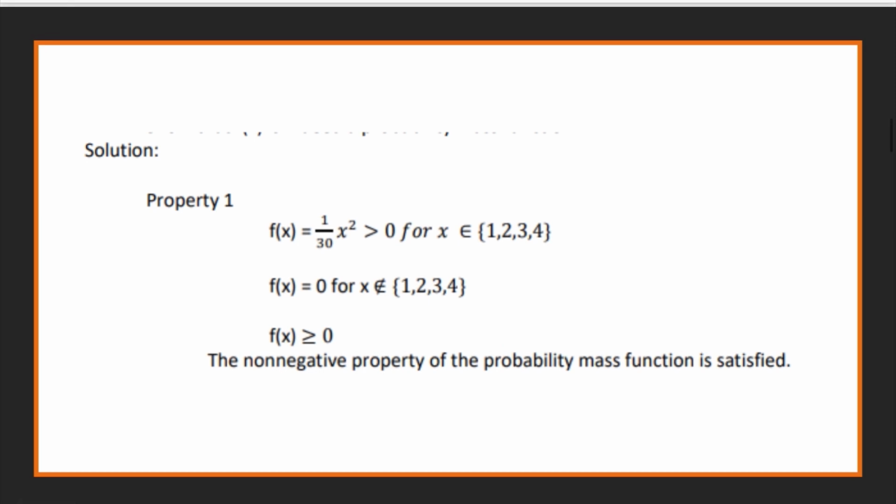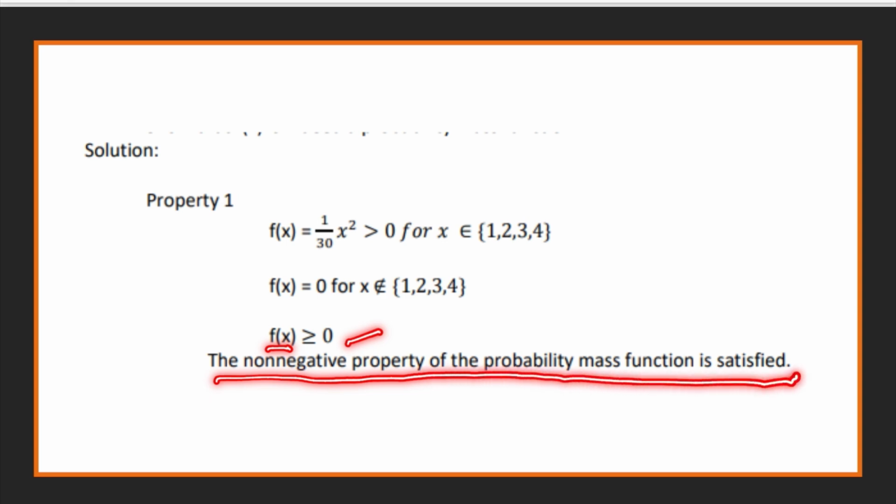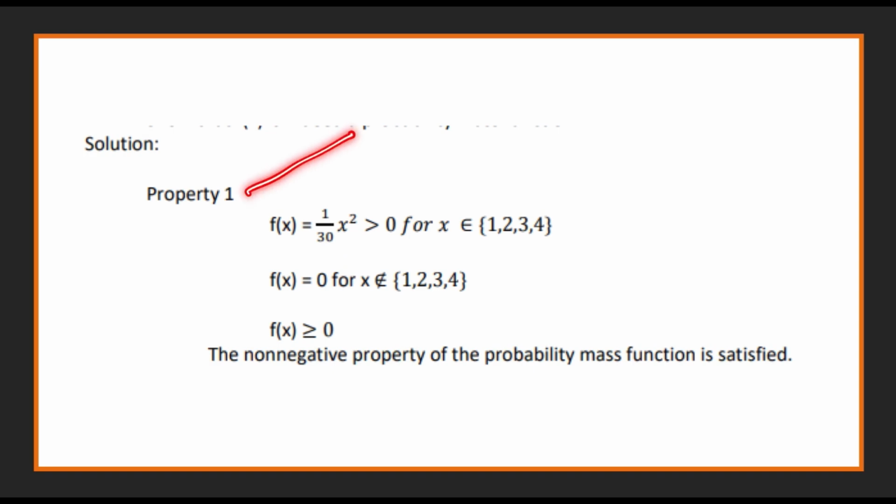Now, for our solution, recall property 1. So by property 1, the PMF f of x is equal to 1 over 30 x squared must be greater than 0 for x an element of 1, 2, 3, and 4. And the PMF f of x is equal to 0 for x not an element of 1, 2, 3, and 4. So, the PMF f of x is greater than or equal to 0. The non-negative property of the probability mass function is satisfied. It means property 1 is satisfied.